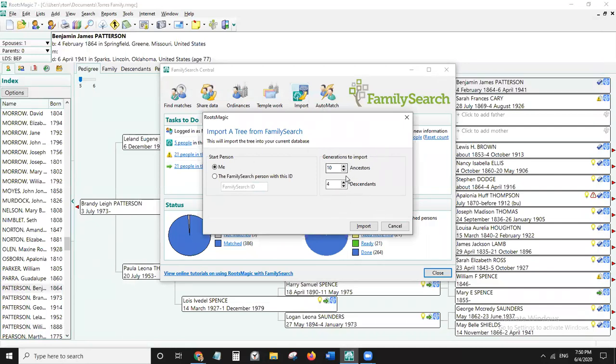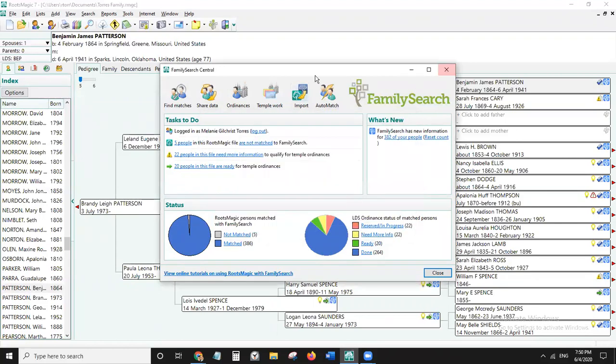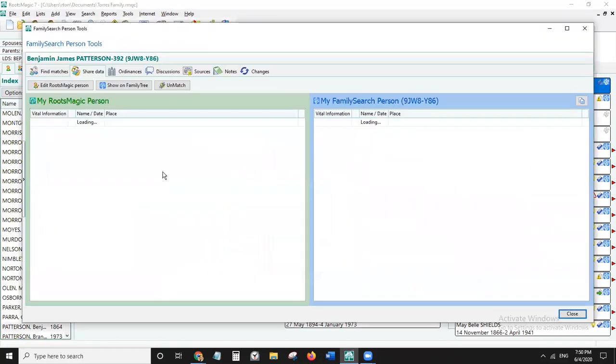Now, I will warn you, if you do 10 generations, it'll take hours for it to import, because it will import literally everybody who's connected to the tree within 10 generations. So it can take a long time. So I typically start with like 4 or 5, and then kind of choose who I want to import from there. And it'll just have you log into your Family Search account from here, and it'll import the whole thing. And then you can do this Family Search support. This little icon here is on every single person that is on Family Search.